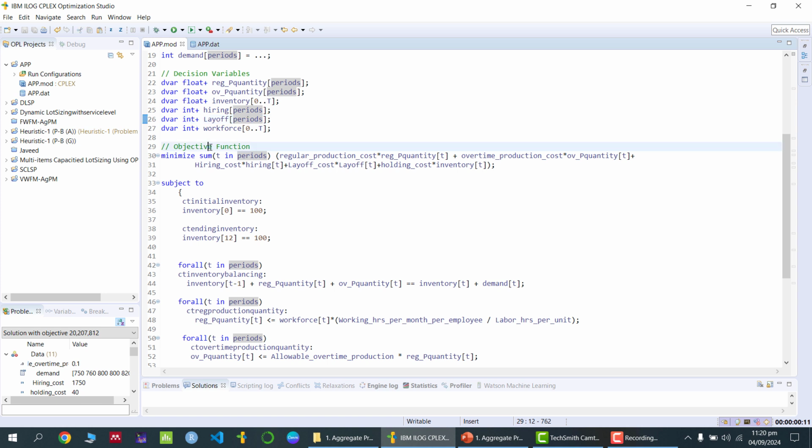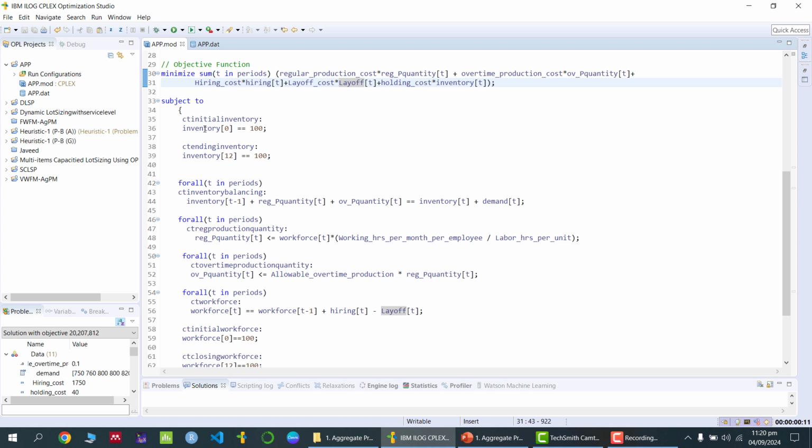The next thing is the objective function. We would like to minimize the total cost, that is the sum over t in periods, from 1 to T. This is how we calculate the regular time production cost: the regular time production cost per unit multiplied by the regular time production quantity in period t. This is the overtime production cost. This is the hiring cost. This is the layoff, or you can say firing, cost. This is the holding cost. So we would like to minimize this total cost.